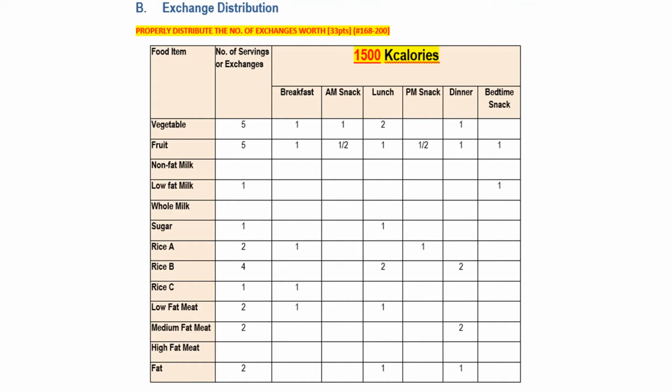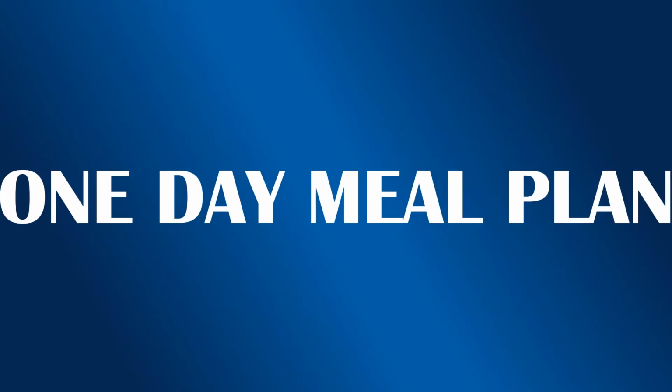For the exchange distribution, the number of exchanges for each food item has been properly distributed as seen in the table to make sure that the patient will not be hungry and at the same time will have enough energy to be utilized throughout the day. This is the one-day meal for the patient that will be prepared.